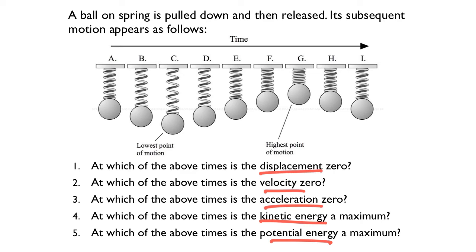So I want you to think about this. For the system sketched above, at what time or times is the displacement zero? At what time or times is the velocity zero? How about the acceleration? And at which time or times is the kinetic energy a maximum, and the potential energy, when is that a maximum? I want you to think about those 5 questions in turn. I'll be back and discuss them with you.